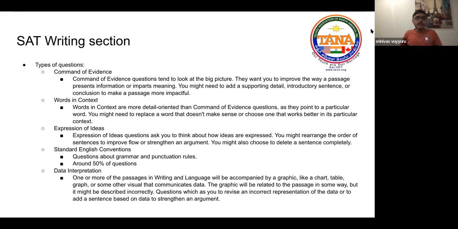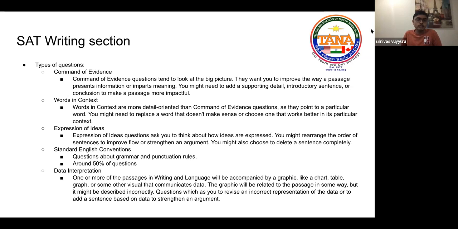So yeah, the writing section has command of evidence questions, which are basically the big picture questions from the reading section. You're basically asked to add a supporting detail or an extra sentence, or remove a sentence to make the passage more clear. You have words in context, which is more like the small detail questions when reading passages. You have to look at a specific word and replace it with something that makes better sense. You have expression of ideas questions, which basically ask you how ideas are expressed. You might need to rearrange the order of the sentences to improve the flow or to strengthen whatever argument you have. And you might even need to just delete a sentence entirely.